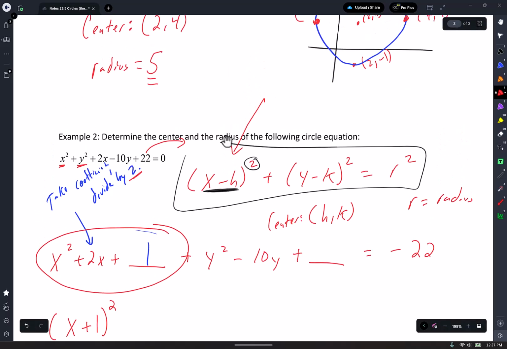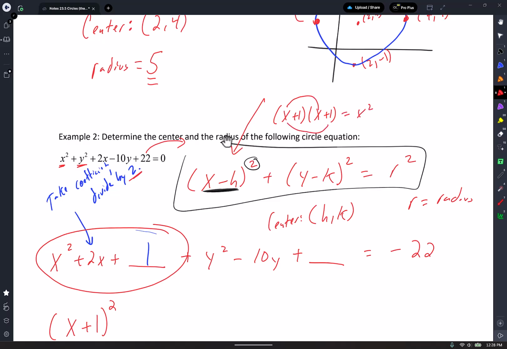Side note. Check it out, Parrot. It's going to be good. You're going to love this. Look, x plus 1 times x plus 1. That's what x plus 1 squared means, right? Look at this. X times x is x squared. X times 1 is x. 1 times x is another x. 1 times 1 is 1. Look at that. X squared plus 2x plus 1. Well, that's exactly what I have here. That's why we're dividing everything by 2 and then squaring it. Do you see that?